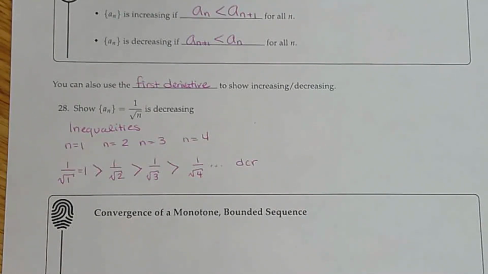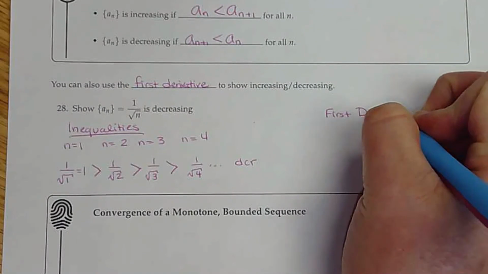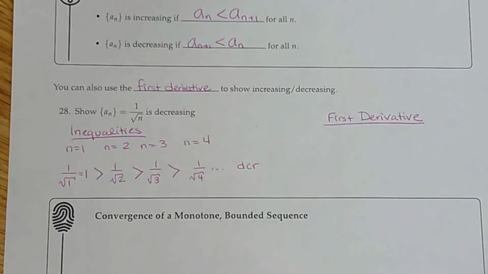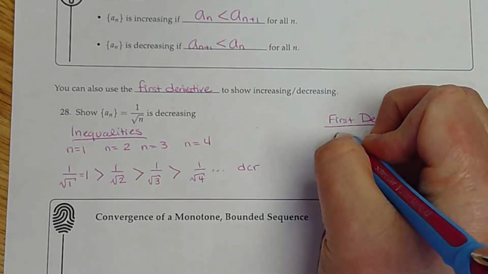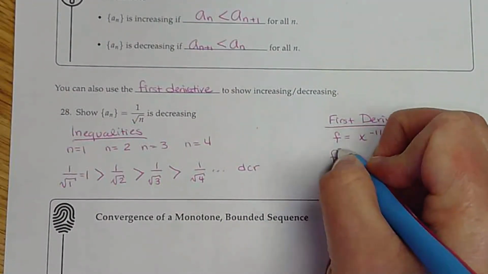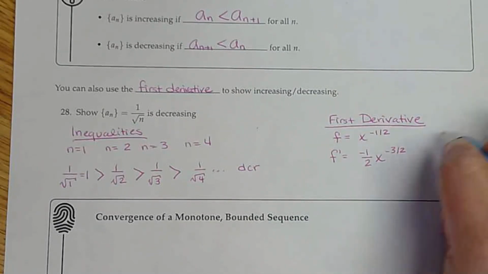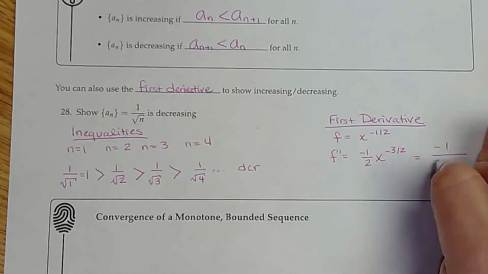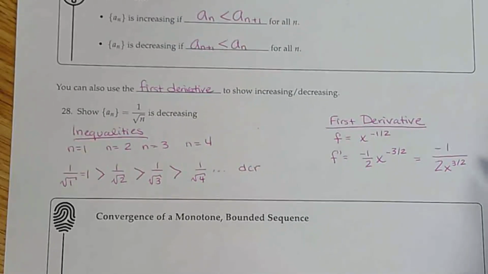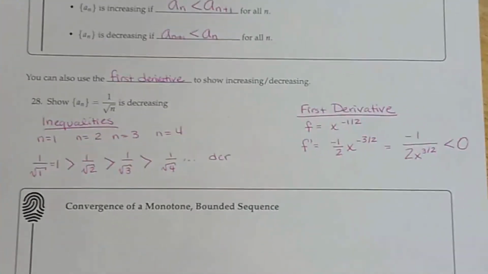If you wanted to do a little more rigorous approach, we use the first derivative. In order to do that, remember that a sequence is a series of dots, so we don't have continuity, so we do need to write this as a function of x so we can take the derivative. So my f is going to be x to the negative 1/2, which makes f prime equal to negative 1/2 x to the negative 3/2, or negative 1 over 2x to the 3/2. Now, x to the 3/2 is always going to be positive, and so we have a negative divided by a positive, so this thing is always less than 0.